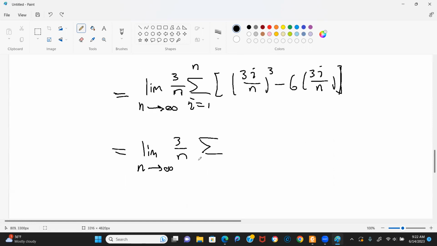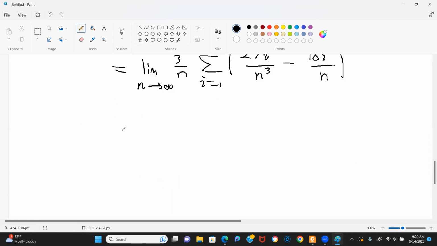All right, so now let's see if we can simplify a little bit more. So we're going to get now 27 over i cubed n cubed, and then minus, let's see, if you simplify this, it's going to give you 18 over i n. Okay. And then let's see.